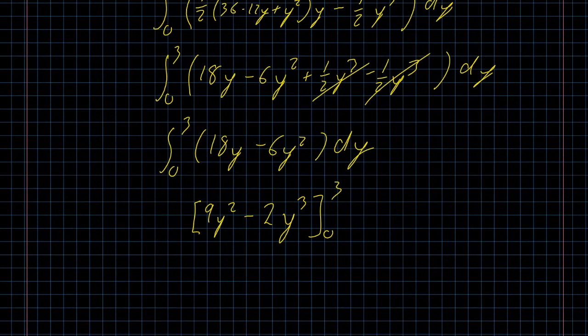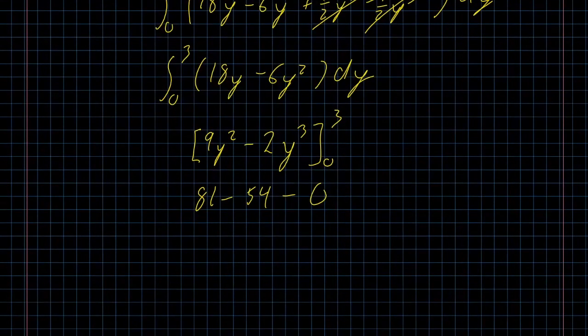3 squared is 9. 9 times 9 is 81. 3 cubed is 27. 2 times 27 is 54. 0 squared is 0, and 0 cubed is 0. 81 minus 54 is 27. All right, there we have it.